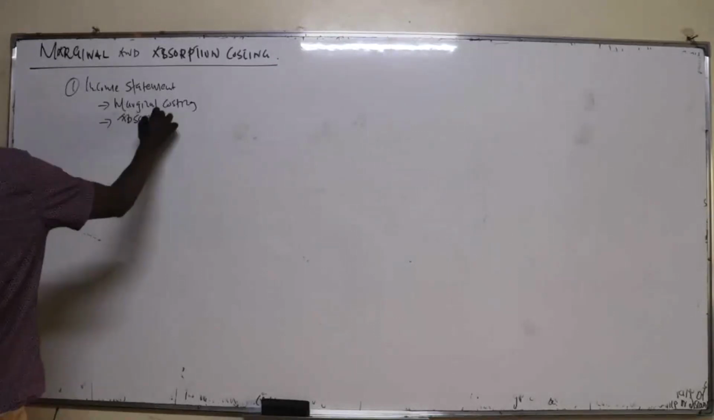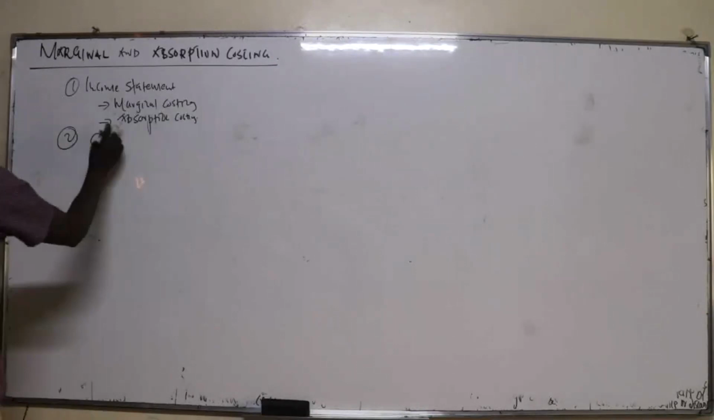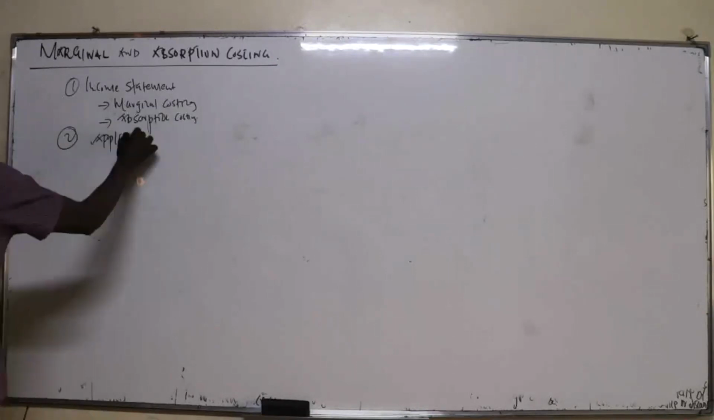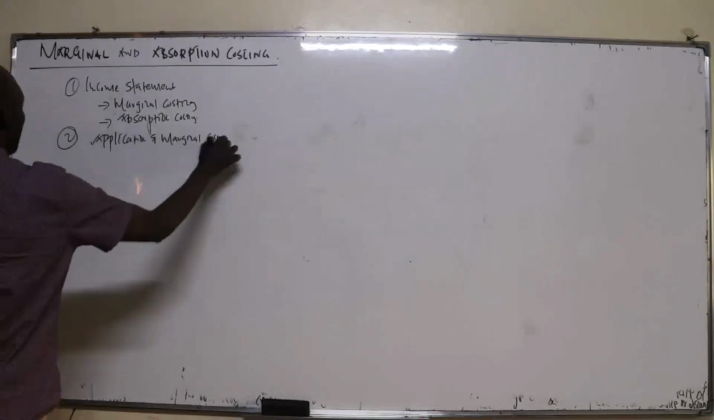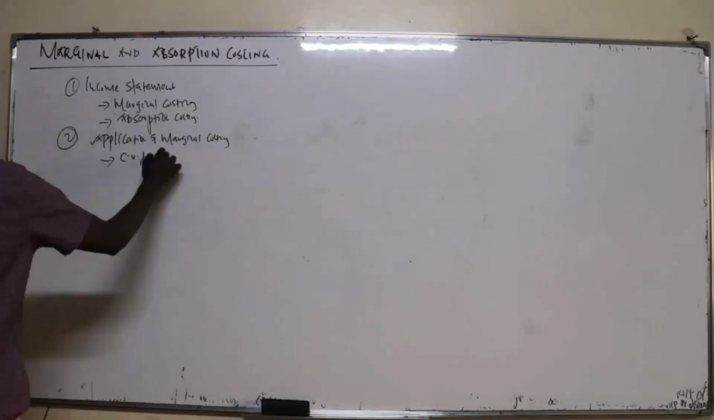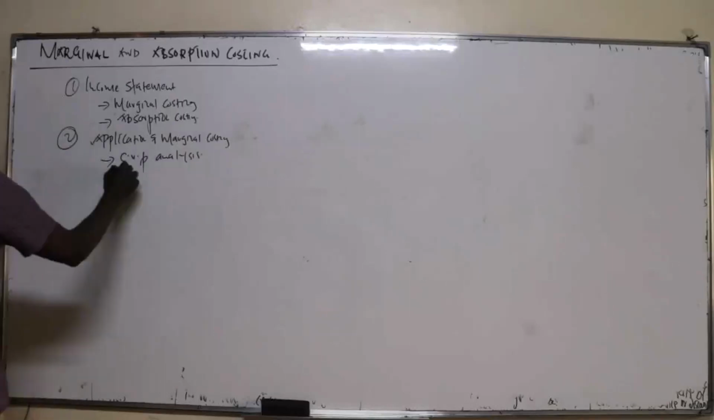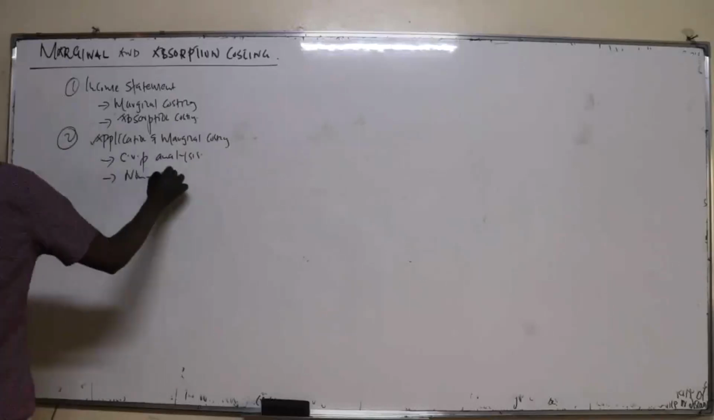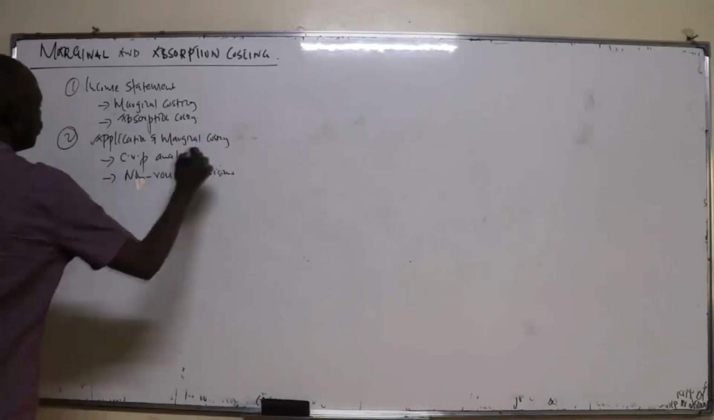That is number one. Number two, you're supposed to know the CVP application of marginal costing. And under it, one is the CVP analysis or break-even analysis, and number two, you're supposed to know non-routine decisions. So these are the topic highlights. Those are the things that you need to know under this topic.